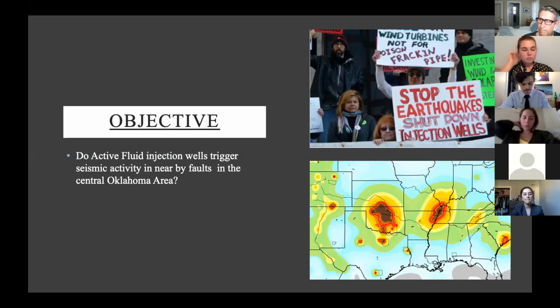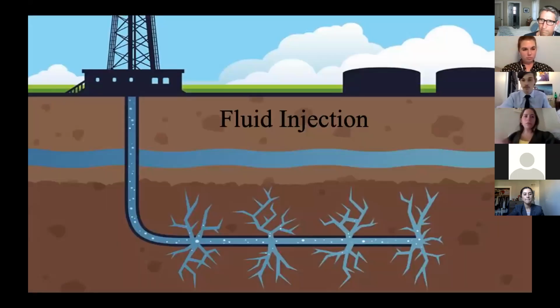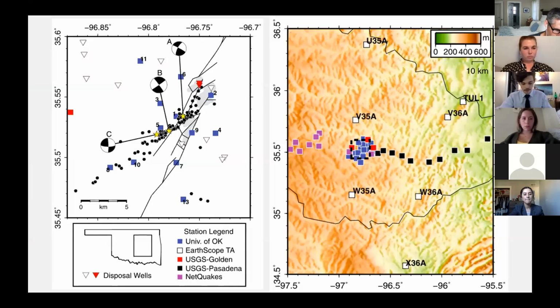If you're unfamiliar with what fluid injection is, it's the process of drilling deep into the ground about 2 kilometers and cracking the earth and injecting it with a mixture of water, sand or mud, and chemicals to extract natural gas or oil from deep in the earth for human consumption.